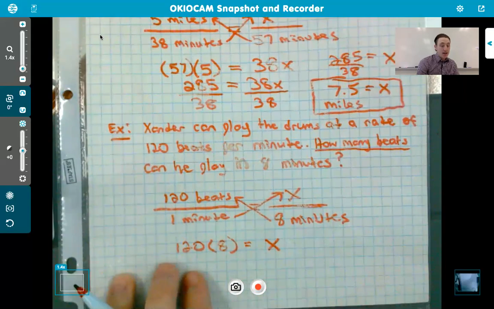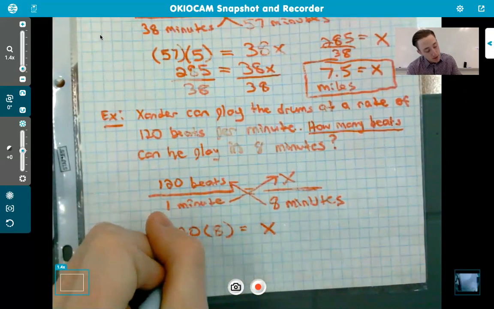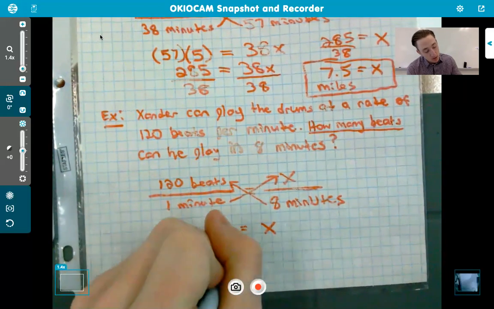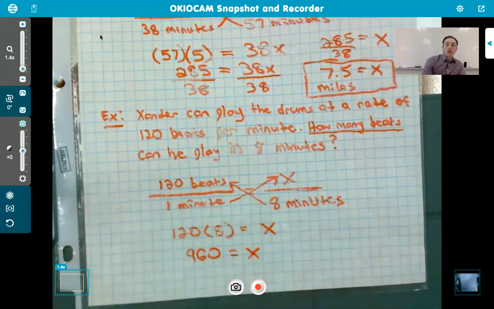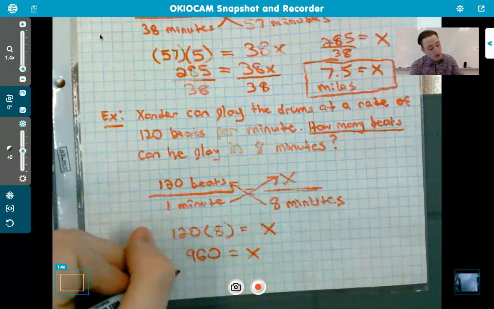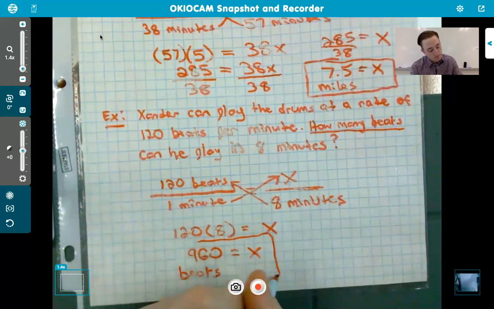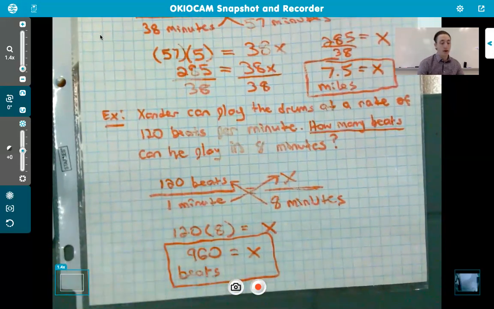120 times 8. Again, use a calculator, use Desmos, whatever will help you simplify. This becomes 960, which is equal to X. And then again, let's refer to what we're trying to find, right? We were trying to find how many beats he can play in 8 minutes. So this is 960 beats. Okay. And that's your final answer.